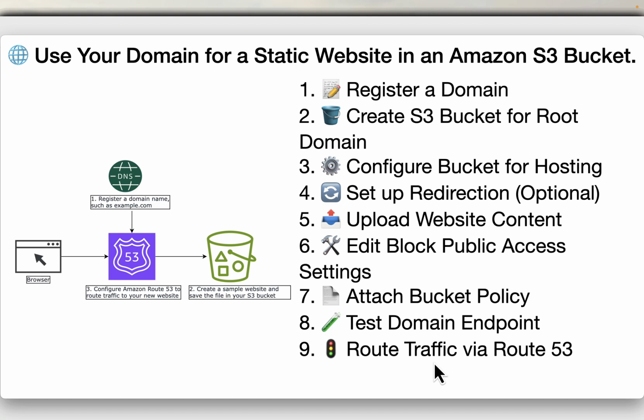Okay, 9th, route traffic via Route 53. Configure Amazon Route 53 to direct internet traffic to your static website's S3 bucket. And 10th, finally test your website. Open a web browser with your domain name to ensure that the website is live and functioning as expected.